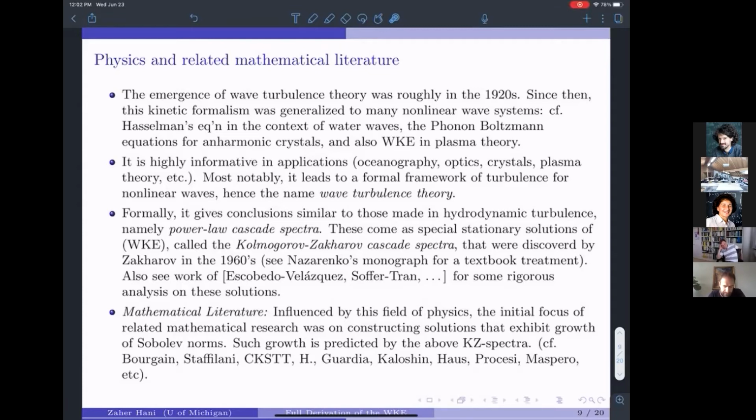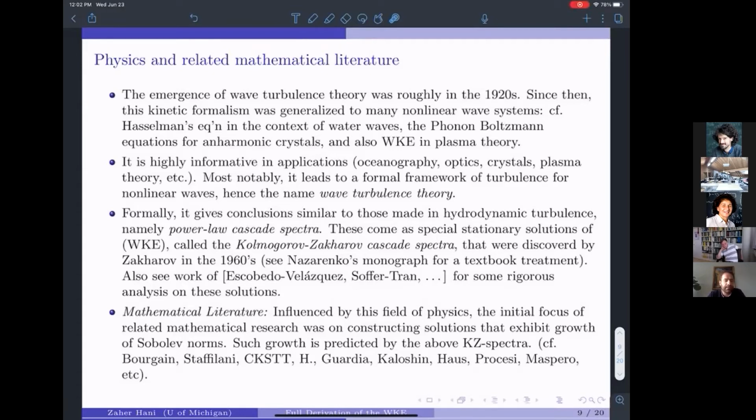So formally, this wave kinetic theory gives us conclusions similar to those made in hydrodynamic turbulence. Mainly, you get out of these wave kinetic equations things that are power law cascade spectra. So these are analogs of Kolmogorov spectra of turbulence.